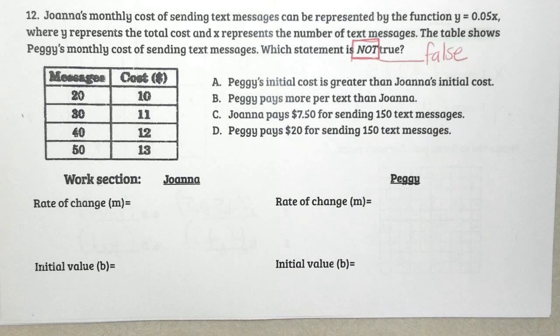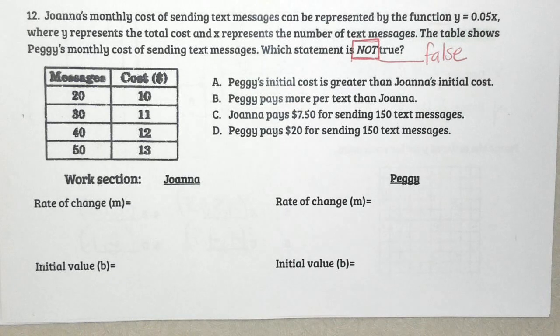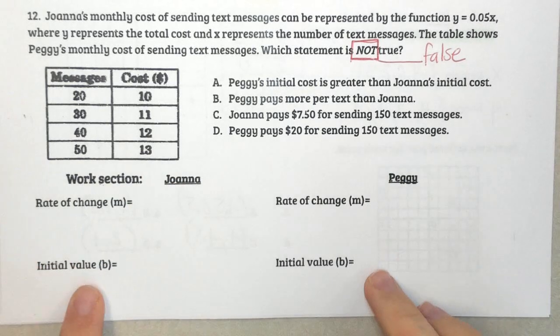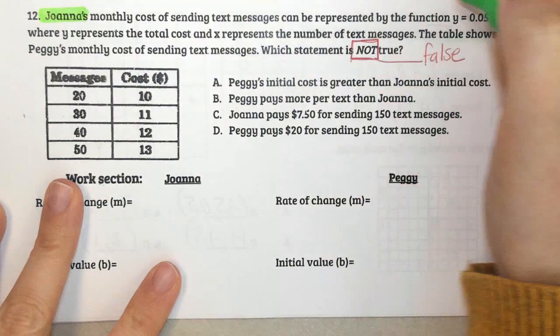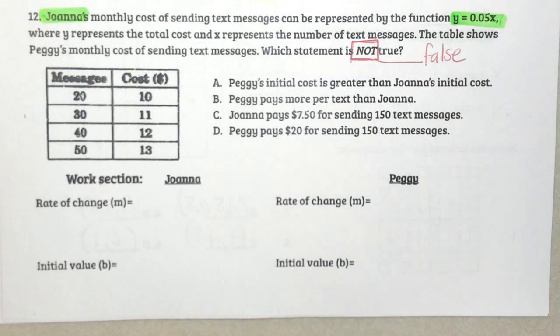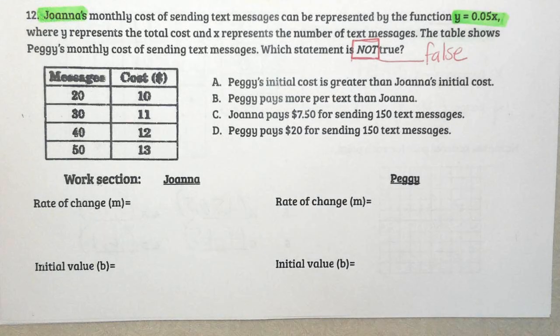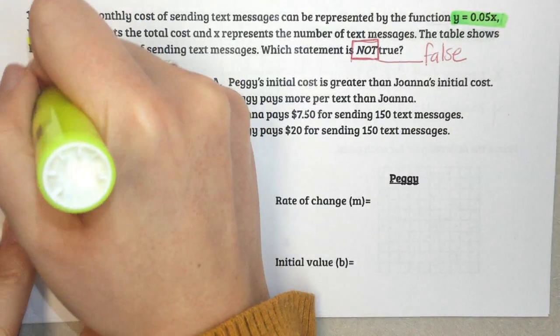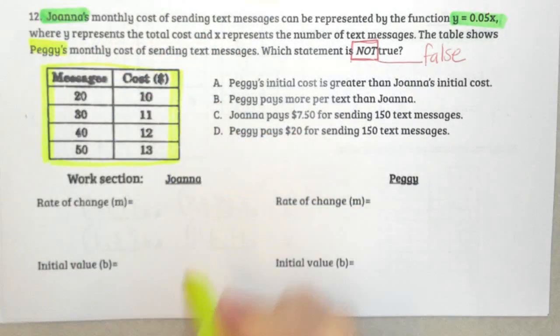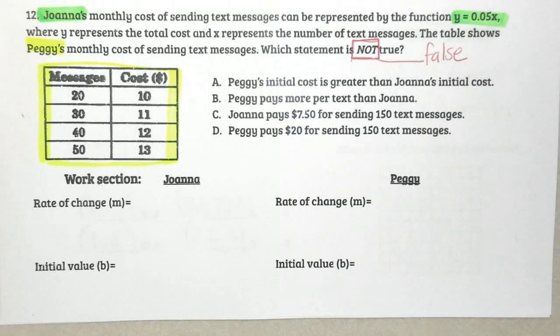Okay, I like to use highlighters here, and I like to use highlighters purely because you have 2 names, 2 sections, you have a lot going on here. I like to highlight, okay, Joanna's was this equation, and Peggy's, it said, came from the table. Now, you don't have to do that at all, but I just find it helps me keep things organized better.